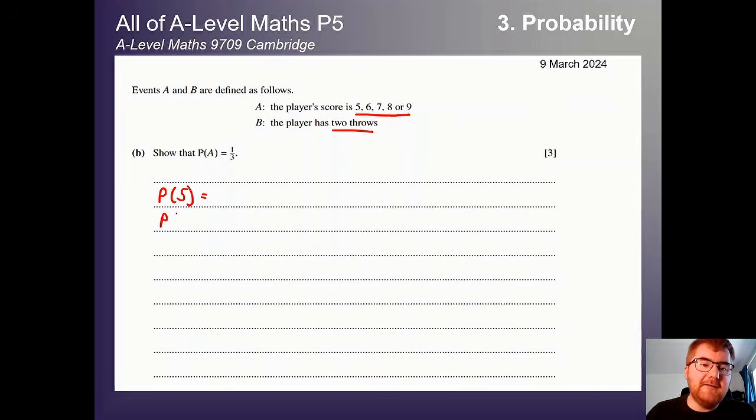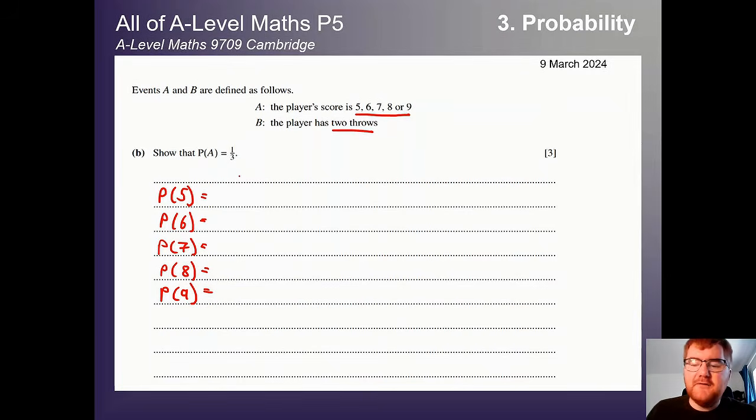So the probability of getting a 5, 6, 7, 8 and 9. And then we're going to just add those probabilities together. Remember, 5 or 6 or 7 or 8 or 9, so we're going to be adding those at the end.